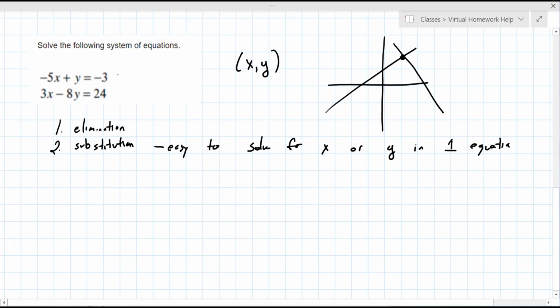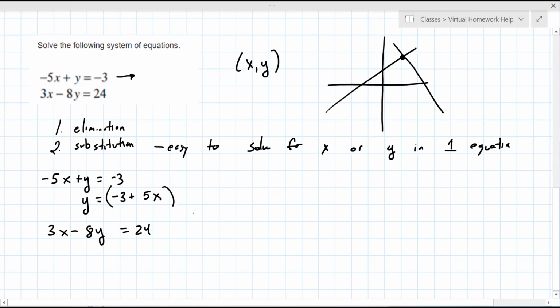And what I mean by easy is you don't have to do anything other than move something around. So for example, equation 1 is pretty easy to solve for y because you just have to move the 5x to the other side of the equation. So if you add 5x to both sides here, you get y equals -3 plus 5x. That's one step, it's done, and you're ready to go. So we're looking at 3x minus 8y equals 24. We're going to use substitution this time.